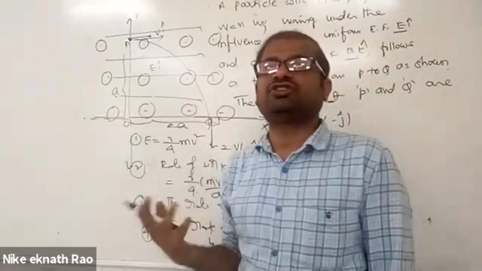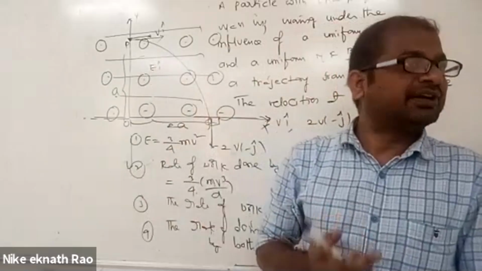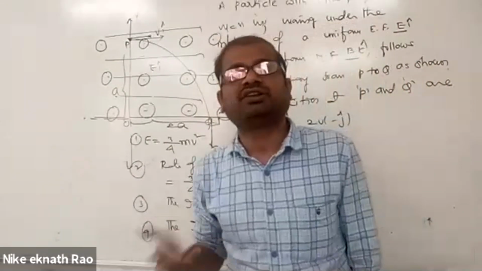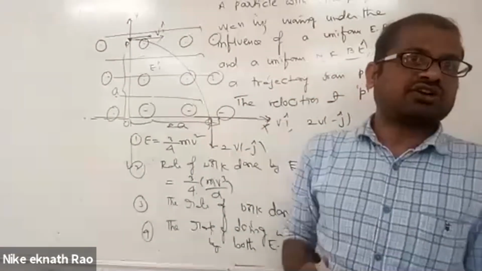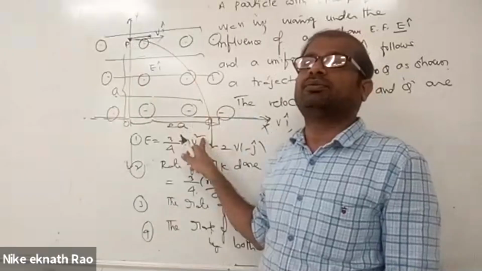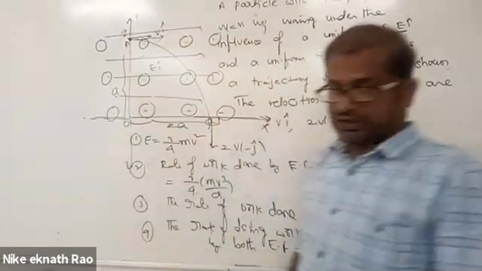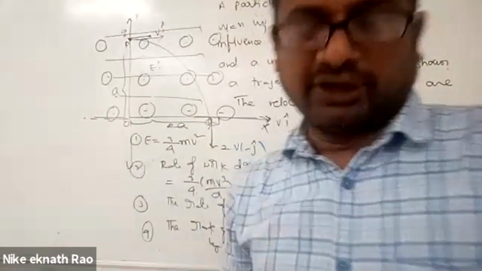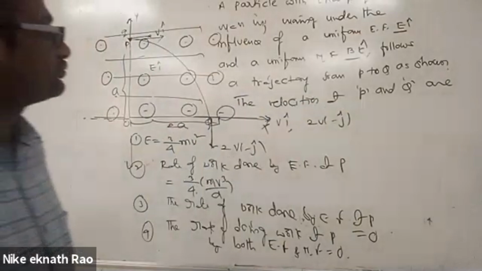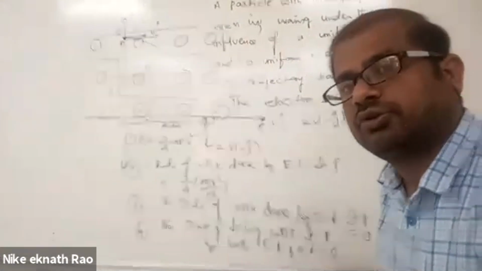Will there be any change in velocity because of the magnetic field? There will not be, because the magnetic field is not doing any work. If the magnetic field were doing work, there would be a change in kinetic energy. Any change in kinetic energy is because of the electric field. The charge of the particle here is q.